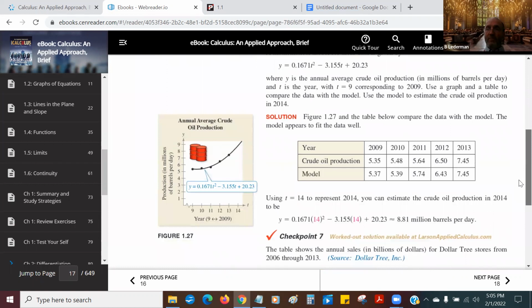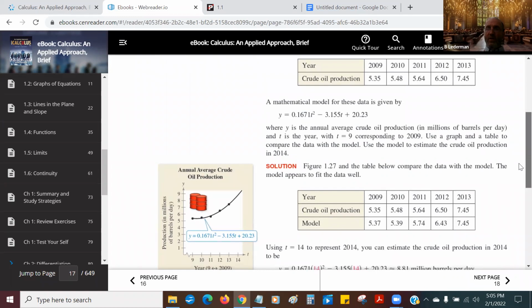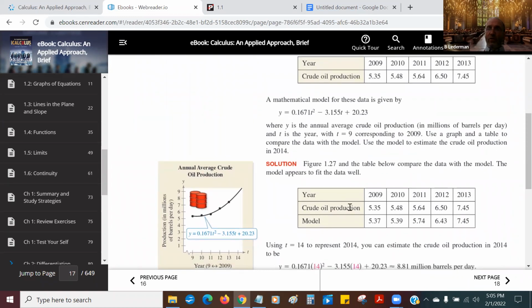Anyway, here's all the numbers. Notice that the crude oil production was the actual numbers. The model is based on that equation. So they're not exactly the same, but they're fairly close. That's really the point. You can see that this curve doesn't exactly hit every point, but it's very close to each point. The equation will not always hit exactly every value, but it comes close. That's the best you could do. And that's a good thing.